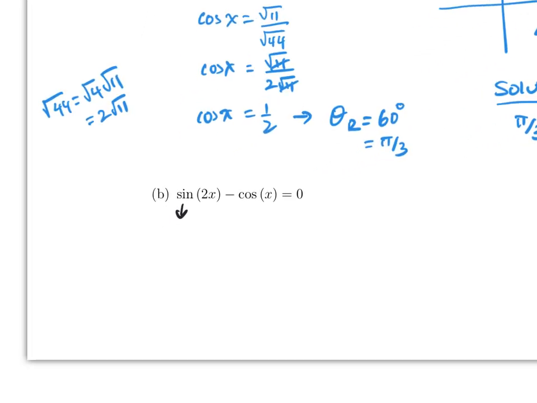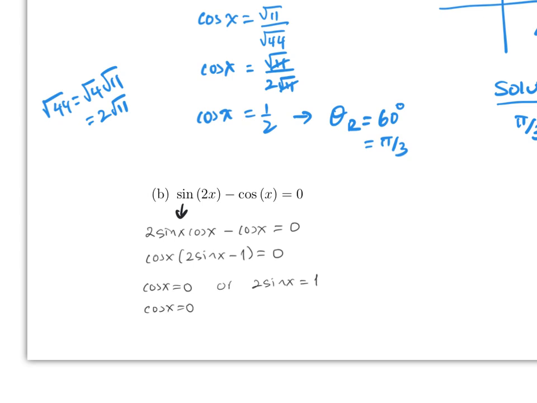All right. Now, for this one, you're required to use the double angle formula, which we have used 3 times. Remember, this is equal to 2 sine x cosine x minus cosine x equals 0. Factor the cosine, so this will be cosine x times 2 sine x minus 1 equals 0. So that means cosine x equals 0, or 2 sine x equals 1, which means sine x equals 1/2. For cosine x equals 0, the answer is x equals pi over 2. Actually, also 3 pi over 2.